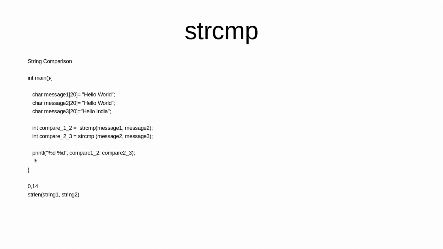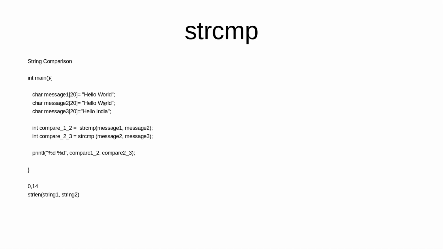Here we have given printf to see the value of compare1,2 and compare2,3. For compare1,2, both strings are the same, so the computer tells us that they are the same. How does it show that? It gives us the value 0. It is a kind of subtraction that this string compare function is doing: it subtracts message1 minus message2. If they are exactly the same, it gives the value 0.